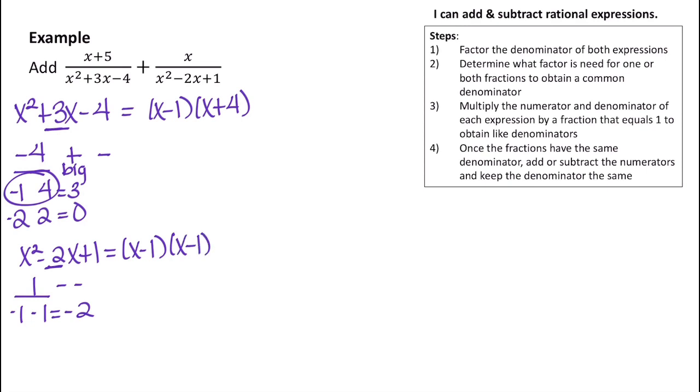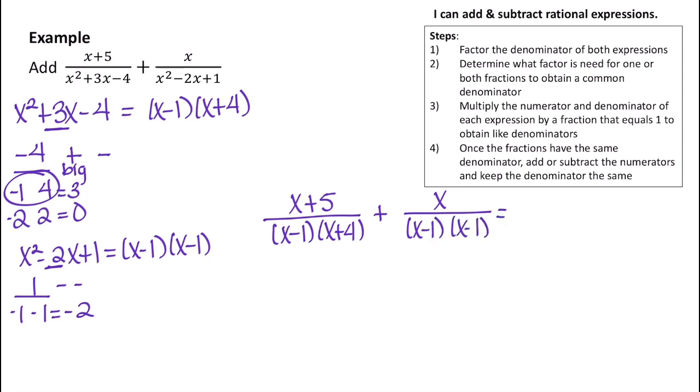So let's rewrite this problem now using the factored form of the denominators. So we have x plus 5 over x minus 1 times x plus 4, and then we're adding x over x minus 1 times x minus 1.